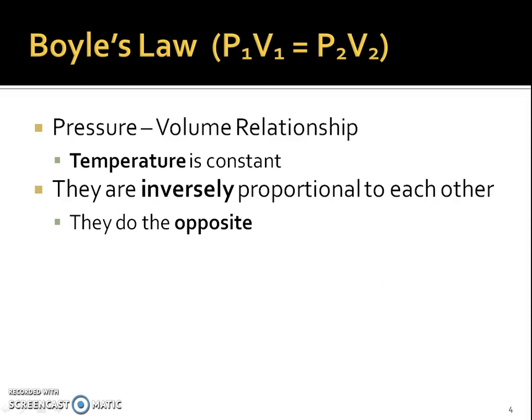Boyle's law, which you should have heard of before, deals with pressure and volume, meaning that everything else is constant, especially temperature. And they have an inverse relationship, an inverse proportion to each other, which means they do the opposite. So if pressure goes up, volume goes down. And I want you to take notice of the equation, pressure times volume. The ones are your initial pressure and volume values, and then the twos would be your final pressure and volume values, okay? But they are multiplied with each other, and they have an opposite relationship to each other.